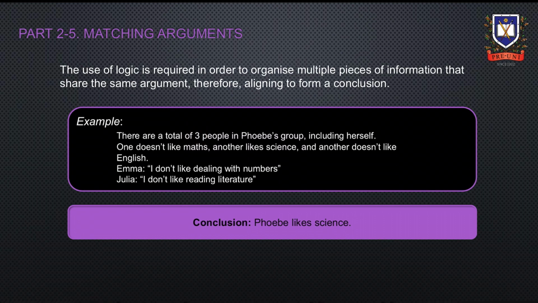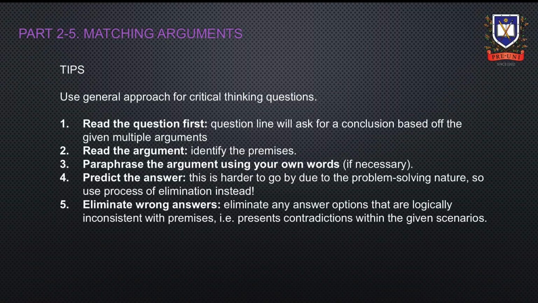Emma is the person that doesn't like math. Julia is the person who doesn't like English. Therefore, the conclusion is that Phoebe must be the person who likes science in her group. Let's look at how we would apply the tips to matching arguments type questions.